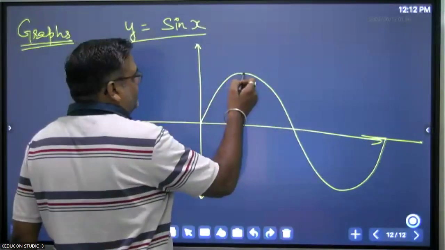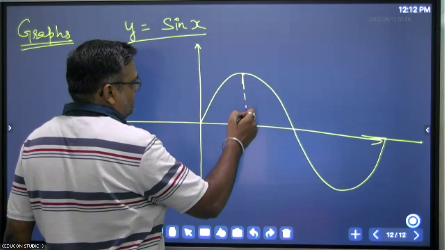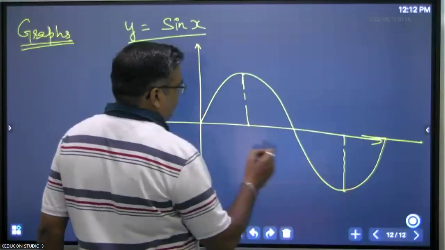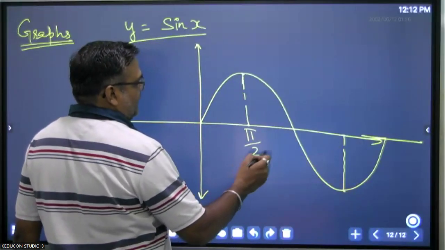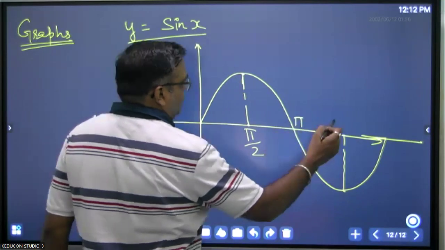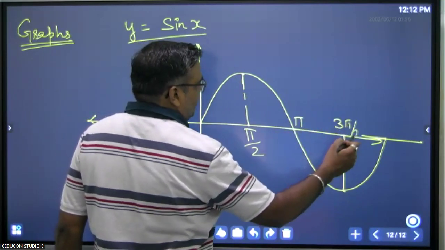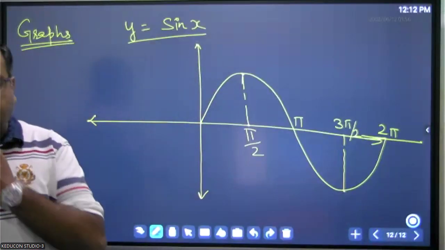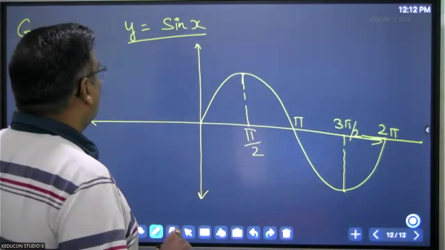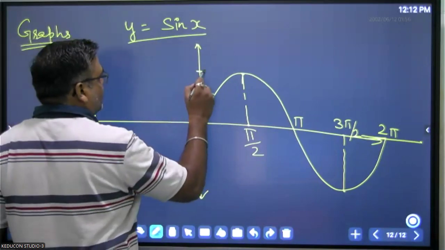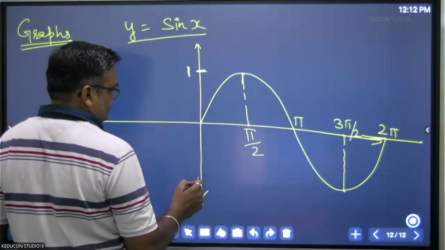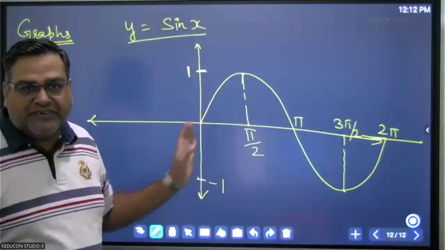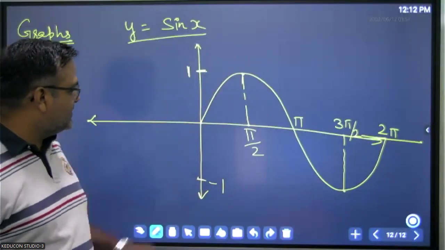Now, this point is pi by 2. Pi by 2 means 90 degrees. Pi is 180 degrees. 3 pi by 2 is 270 degrees. And 2 pi is 360 degrees. Now the highest value achieved is 1 and the lowest is minus 1.